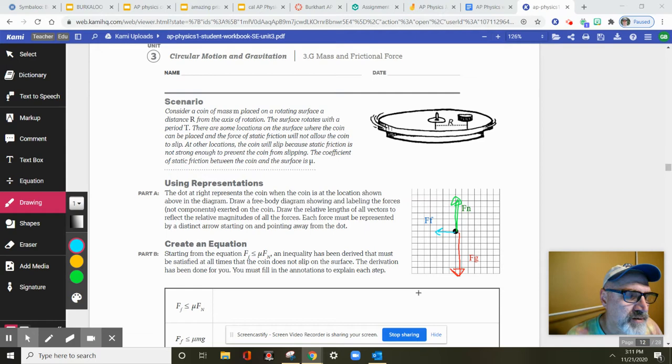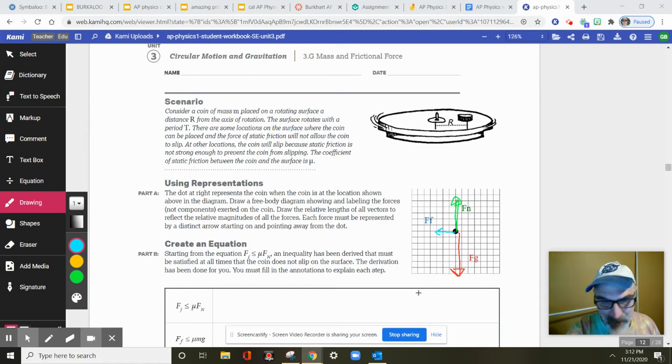There's a coin on a table. It's like an old record player or some such, and it's spinning around. We want a free body diagram. The force normal up and the force of gravity down should be balanced. This coin's not going up and down through the record player, and then there's a force of friction pointing inward.